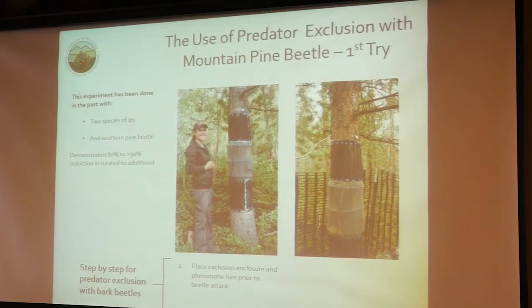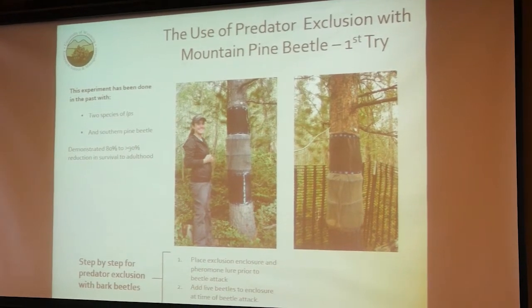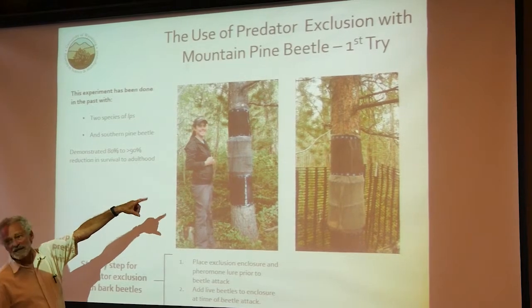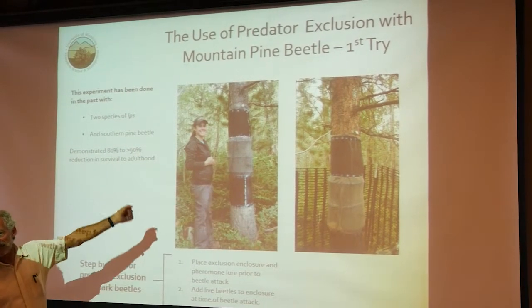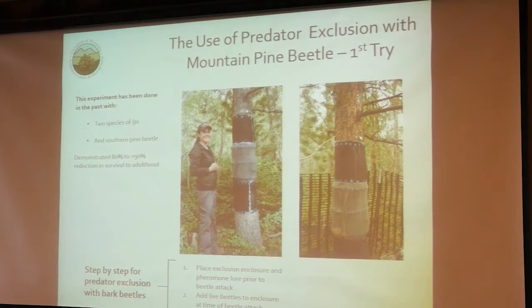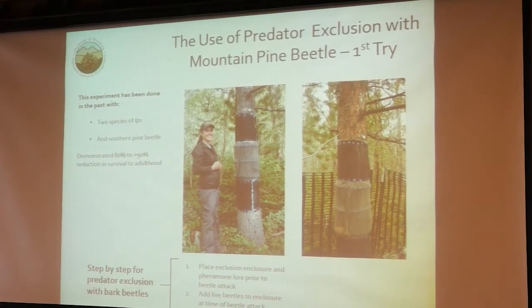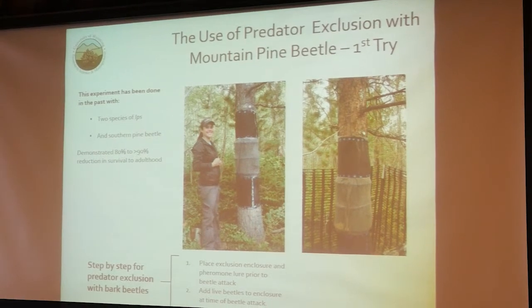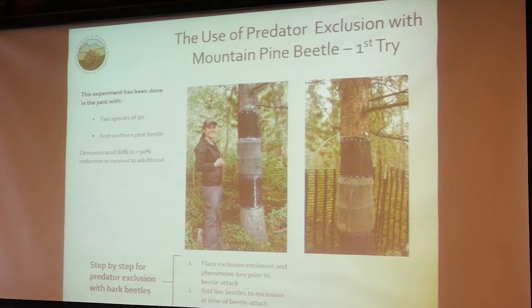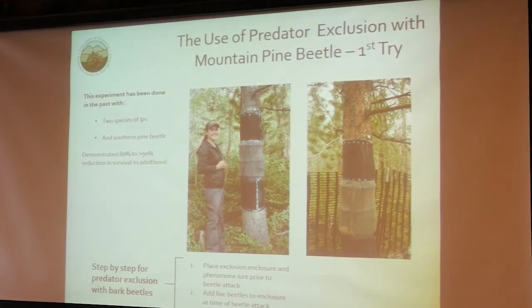So you put a lure on there, and when the bark beetles start to attack the tree, there's an opening in this enclosure. It has a sewn seam. You open that up, and you trap live beetles, you put them in that enclosure, sew it back up, and now you've got a part of the tree where bark beetles are living but are not exposed to predators.